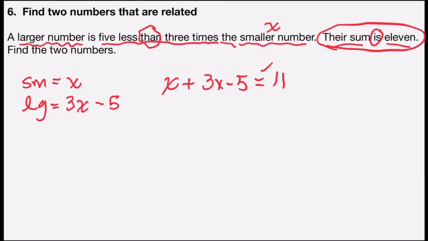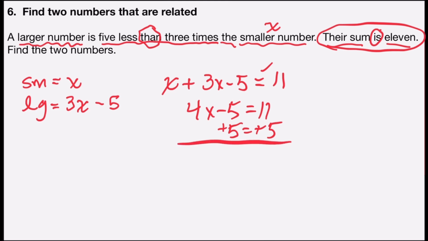So now I'm just going to solve. First I'll combine like terms. 4x minus 5 equals 11. Now I'm down to a two-step. Add 5 to both sides and divide by 4. So negative 5 plus 5 is 0. 0 plus 4x is 4x. 11 plus 5 is 16.